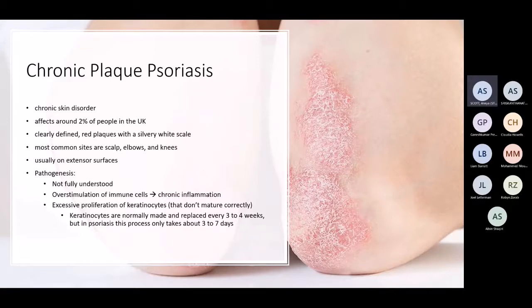And in terms of the pathogenesis, it's not fully understood, and I definitely wouldn't worry about it for GEP 1, but just know that you get this overstimulation of immune cells, and you get this chronic state of inflammation, and it causes this excessive proliferation of the keratinocytes that aren't really maturing correctly. So normally that cycle I was talking about from the stratum basale in the epidermis up to the stratum corneum at the top takes 3 to 4 weeks, but in psoriasis that process is really sped up, and it only takes about 3 to 7 days for a keratinocyte to go from that bottom layer all the way up to the top and be shed off the surface.